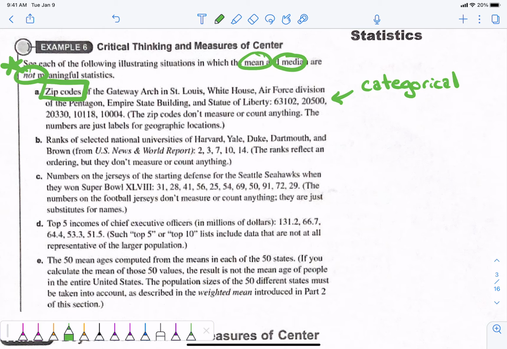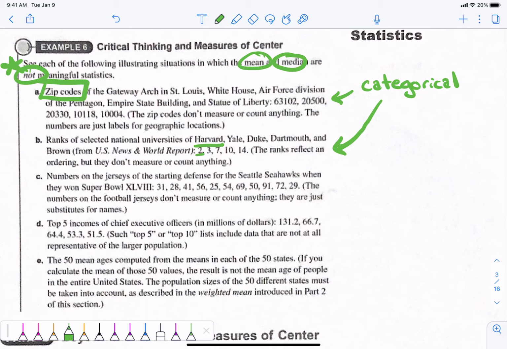Okay. What about ranks of selected national universities? Like Harvard is ranking number 2, and Yale is number 3, and Duke is number 4, and whatever. No. Right? Why doesn't it make sense to do? Still the order in the categories. We're still doing categories, right? Like first place, second place, third place. You wouldn't say they rank place number 3.75. That doesn't make any sense, right? So those are still categorical data.